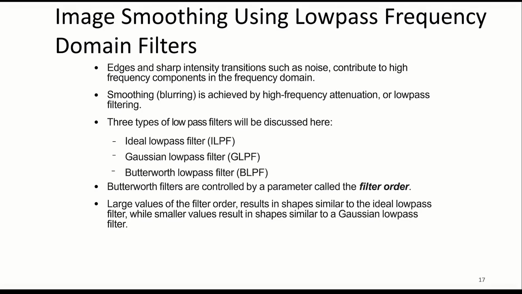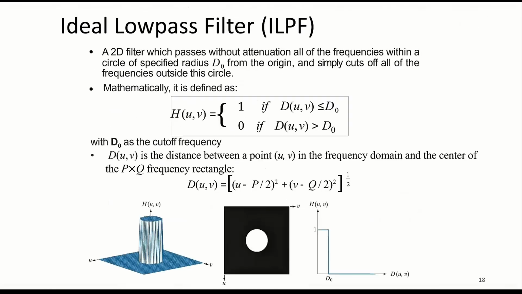We start with ideal. There are some shortcomings. We go to Gaussian, then there's again a problem. Then we go to the Butterworth. Right. So in frequency domain, it's very simple to design. So what will an ideal low pass filter look like? Just pass the center frequencies, stop the other ones, right?